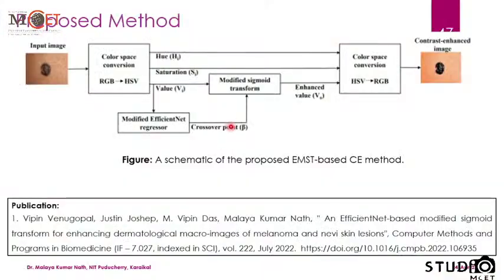Basically, this crossover point is computed with the help of a modified EfficientNet regressor. Then the crossover point is given to a sigmoid transfer function to enhance the value component. Once the value component is enhanced, the hue and saturation are concatenated to give rise to the HSV color image. Then this HSV color image is converted into RGB for display purposes. So this is the whole idea of how we can enhance the contrast of skin cancer images.